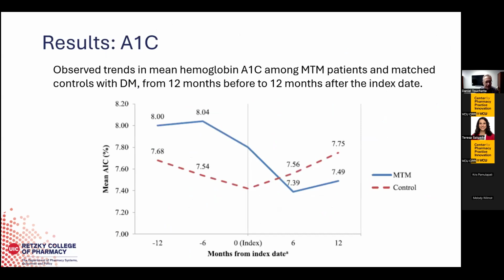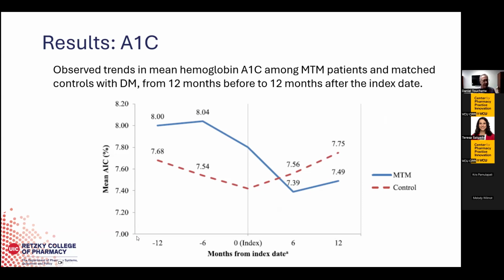Here are the results of the evaluation of A1C. Let me describe the axes first. We have mean A1C on the vertical axis, and months from index date on the horizontal axis.